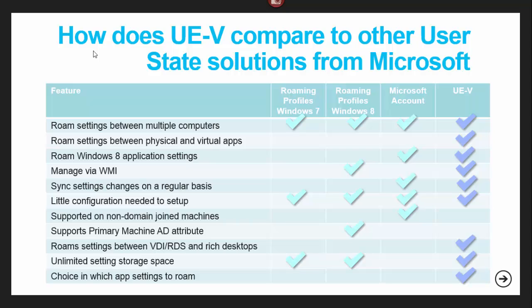The primary machine attribute was introduced in Server 2012 and our Windows 8 profile supports this. The idea here is to identify our primary and secondary machines that we tend to log in at. One of the advantages of UEV though that the other state solutions do not provide is the ability to roam settings between VDI, RDS and App-V type environments.